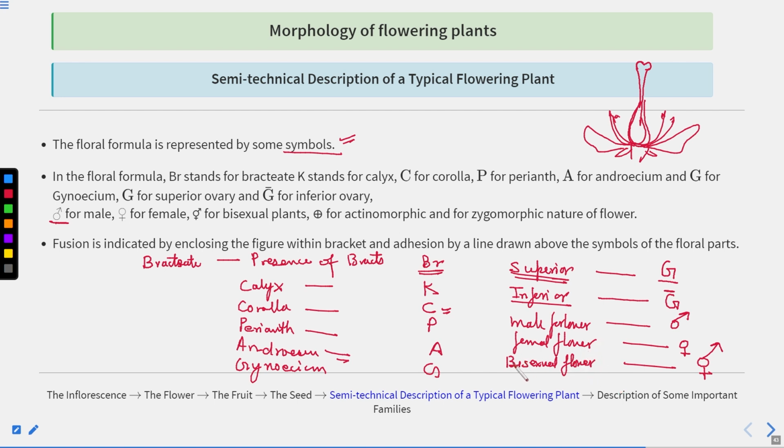Now, we also talked about the actinomorphic. Actinomorphic. What was the actinomorphic? The flower can be cut into two equal halves in any number of planes of symmetry. Okay. So, it is represented like this. Actinomorphic. And if the flower can be divided into just two equal halves and it is having just one plane of symmetry, there is one single plane of symmetry through which you can cut the flower into two equal halves, then it is called as zygomorphic. Zygomorphic.